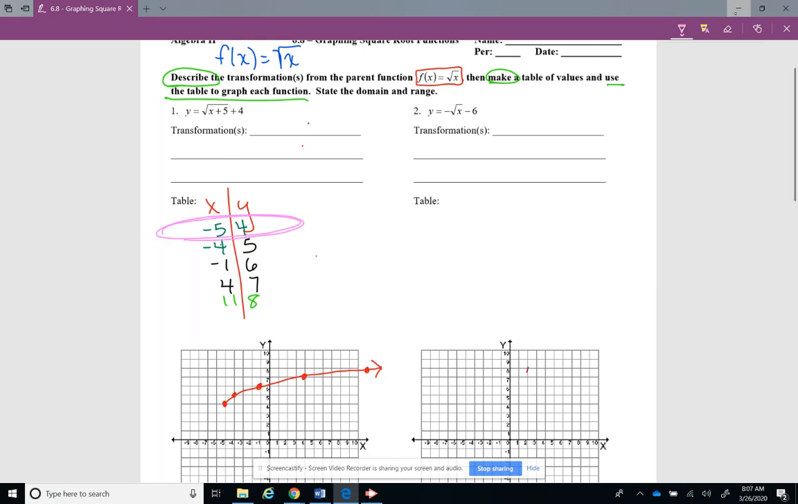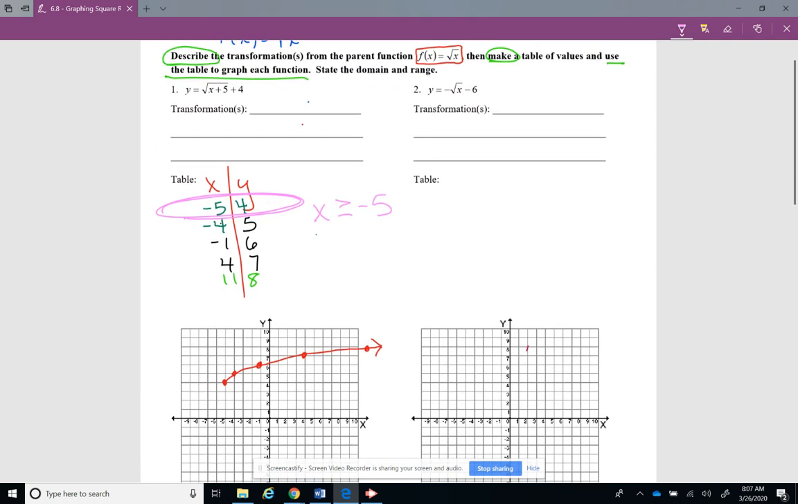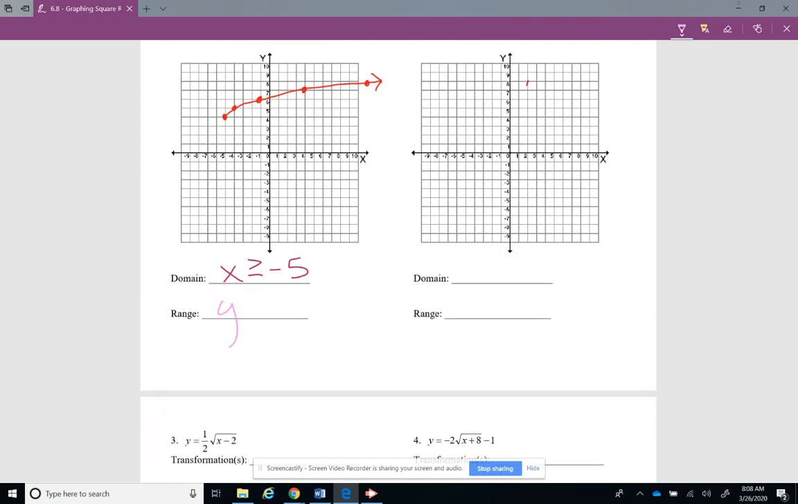Right here in your table, you see the -5 and the 4? We said x is greater than or equal to -5. That's what we put for our domain. Your range, y, is going to have a 4 in it. Your domain and your range are always going to start out with whatever these 2 points are you started out with. So the way you have to figure out what you're going to do is look at these numbers that I'm circling in pink. Are they getting bigger or are they getting smaller? They are getting bigger. So y is going to be greater than or equal to 4. So your range is y is greater than or equal to 4.